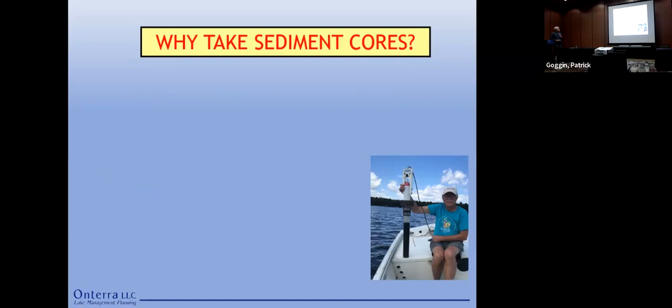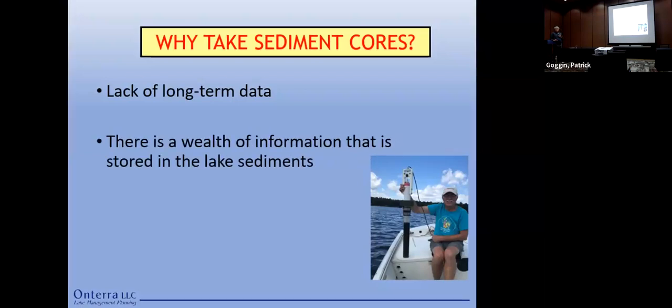So why take sediment cores? In most lakes, there's really a shortage of long-term data. If you're lucky, you might have data for 4 or 5 years, but really we want to go back about 150 years, which is about how long it's been since European settlers have been in Wisconsin. So we take sediment cores to be able to go back in the history of what's changed in the lake. And as I mentioned, there's a wealth of information, a small part of which I'll share with you, that we see in our lake sediments.